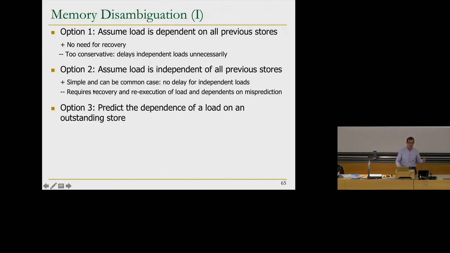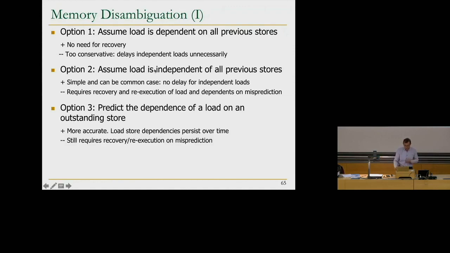If you're wrong, first of all, you need to figure out that you're wrong. So there needs to be some additional logic that says you sent this load, you executed it, but you were wrong. So there needs to be some checking that needs to happen. When this store computes its address, it needs to check whether there was a load that actually assumed that it was independent of the store. So that's a mess. Basically, it requires recovery and re-execution of the load. Existing machines actually flush the pipeline whenever they're wrong.